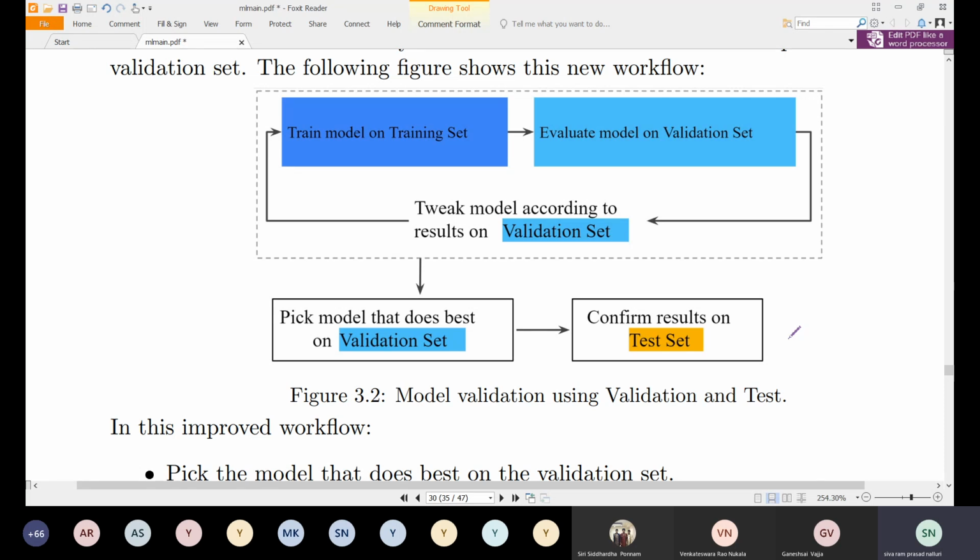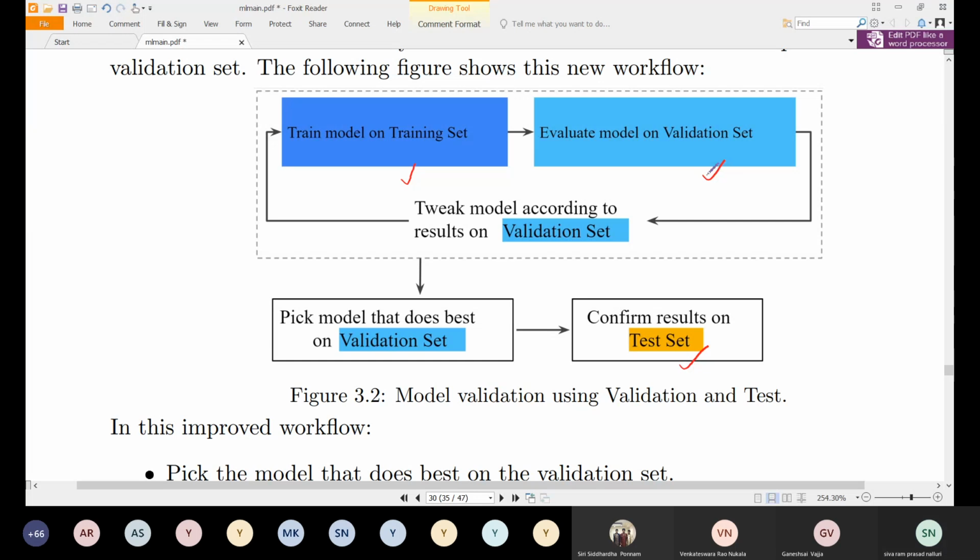To overcome this, what we do is we come up with a third data set. Okay, now this time we have training set, validation set and test set. Okay, after training, your performance is evaluated with validation set only, with validation set only.